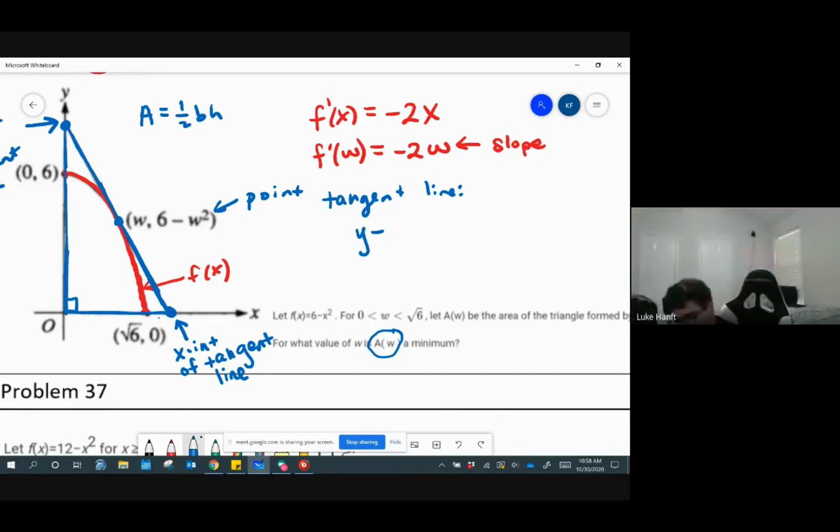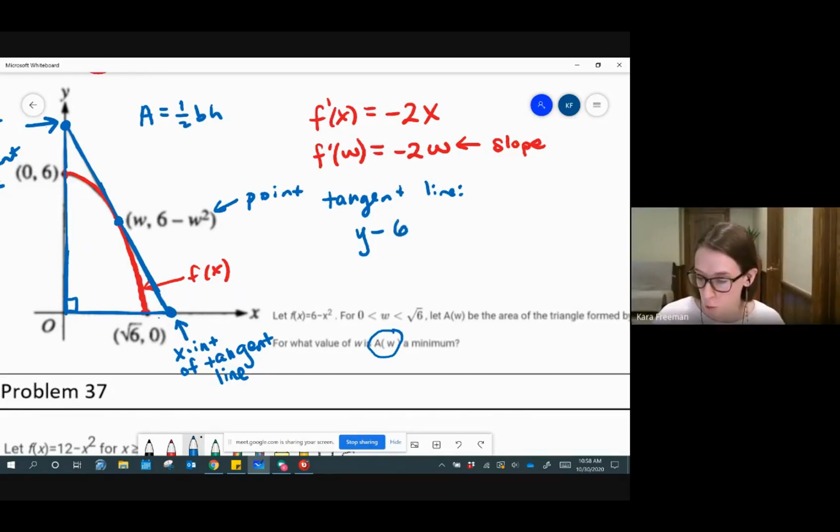6 minus w squared. Is what I'm writing down right now correct? No, because it must have parentheses around it. Either put parentheses around it or go ahead and distribute and say minus 6 plus w squared. So I have y minus my y value equals my slope, which was negative 2w, times x minus my x value of w.